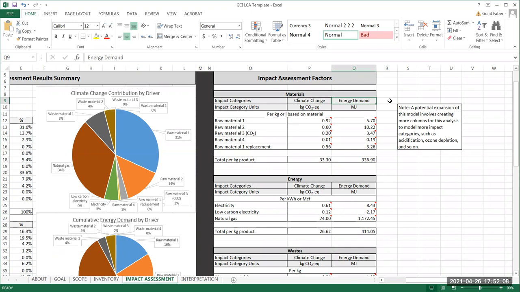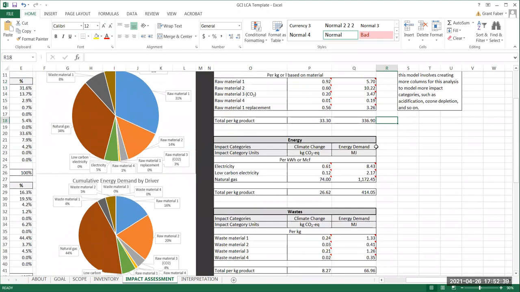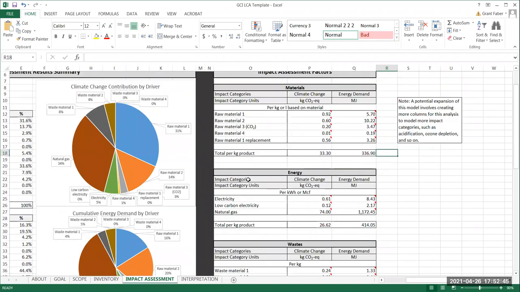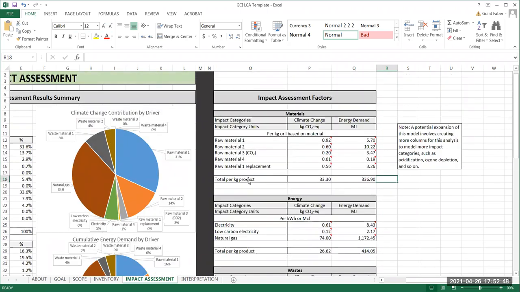And so the model is structured in such a way that it should be easy enough to add columns here to the right representing these different impacts. And essentially what it would look like is, it might say acidification in this cell, and the unit might be kilograms of sulfur dioxide equivalents. And then you would just find the corresponding factors to then be multiplied by the amounts of each raw material that are being used as part of the process. And so we do that with materials, energy, and waste, the three main drivers of impact for the system.